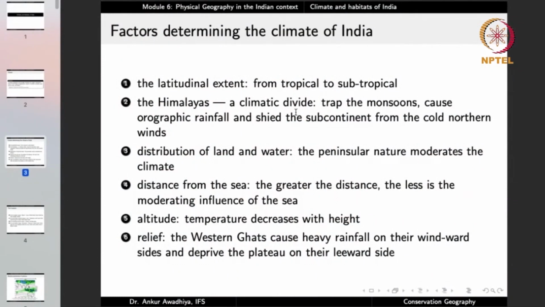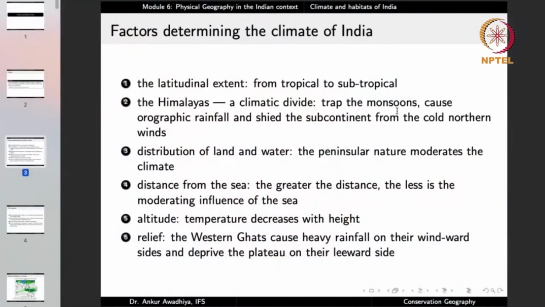Then we have the Himalayas, the climatic divide. These trap the monsoons, meaning that the monsoons are not permitted to move away from the country. They are trapped in the Indian subcontinent, which results in a heavy amount of rainfall in India as compared to our neighbors. They trap the monsoons, they cause orographic rainfall, and they shield the subcontinent from the cold northern winds.